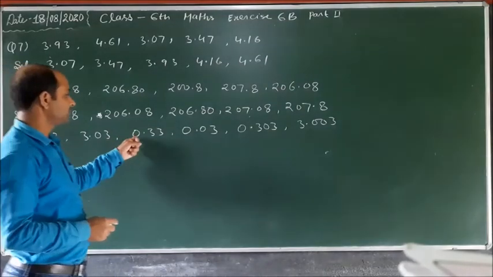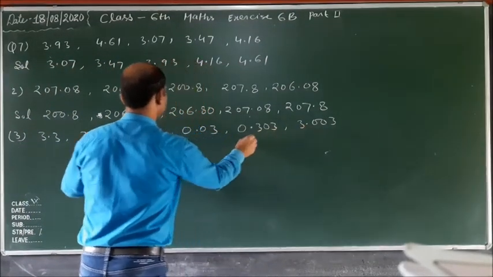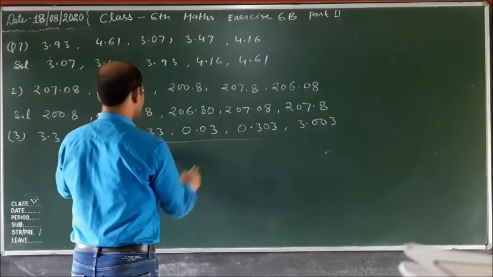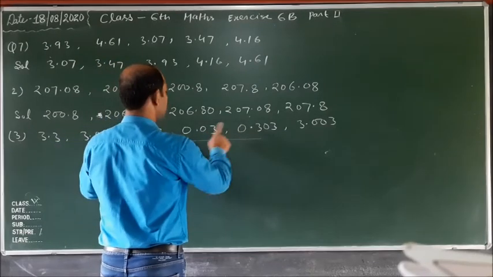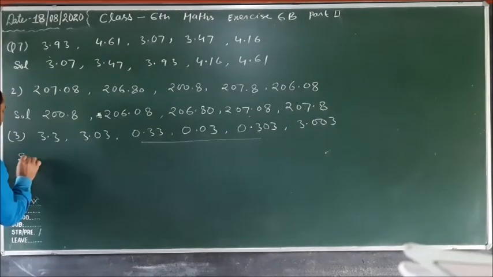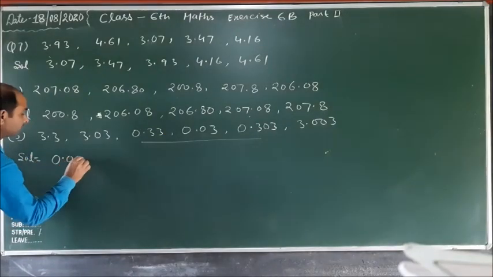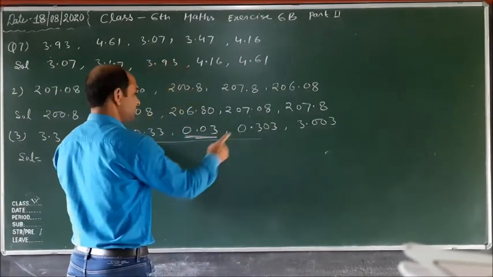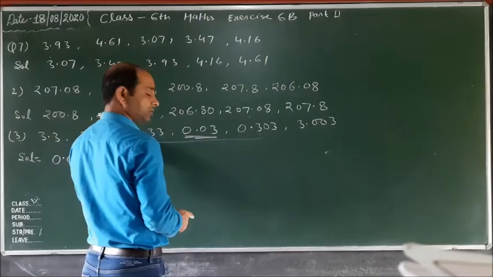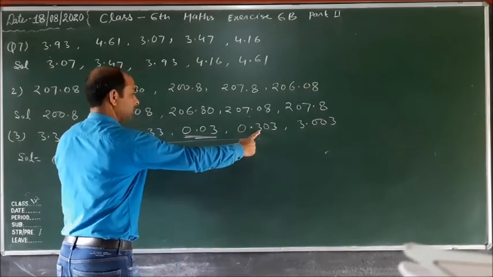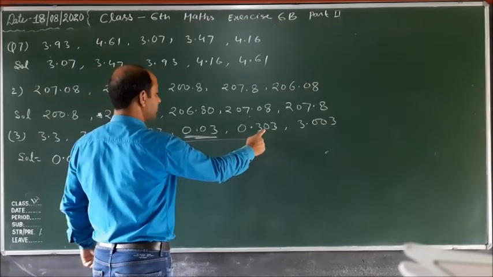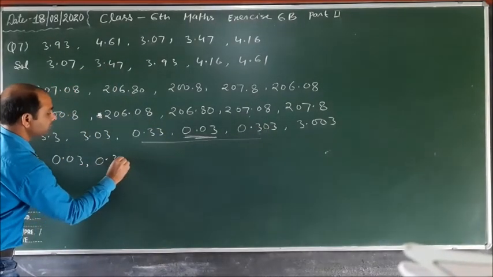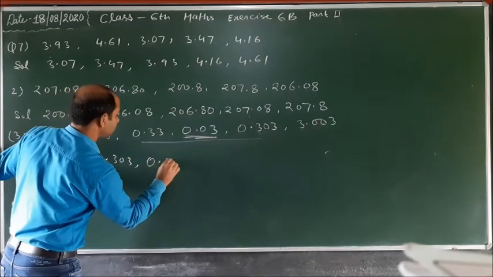Okay. Now the last question is, which is the smallest? Here 0.03, 0.3, 0.33, 0.303. So these three numbers are smallest. Now we compare these three numbers: 0, 0, 0. Here 3, here 0, here 3. So this is the smallest number. So we write here 0.03. Now compare this and this number. So 0.3 and 3, here 3, here 0. So this is also the smallest. So we write here 0.303. Then we write 0.33.